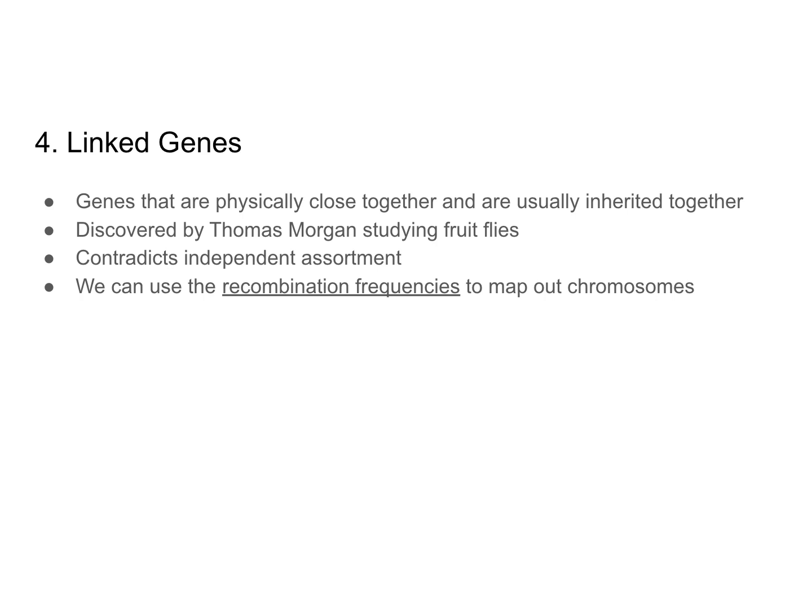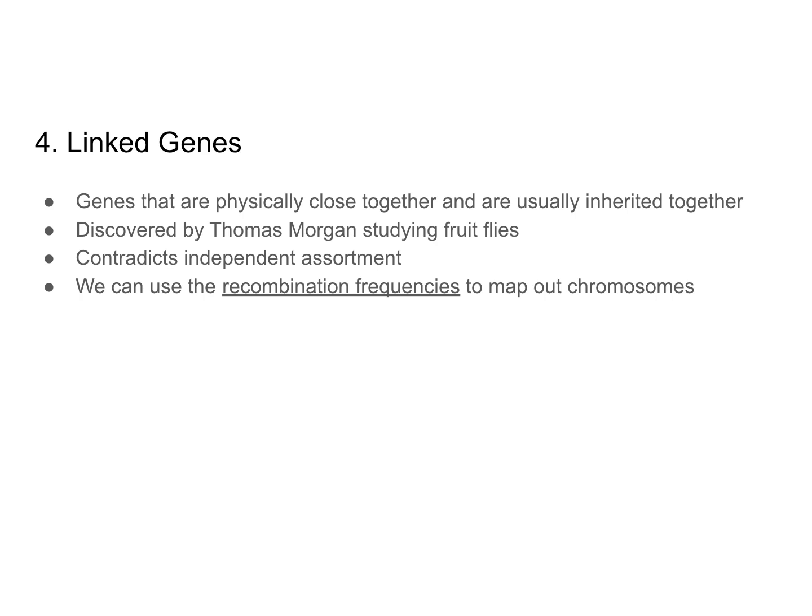These were discovered by Thomas Morgan studying fruit flies. Now, linked genes contradict independent assortment. Independent assortment states that the genes are going to sort independently, mainly during metaphase 1, with homologous chromosomes on either side of the metaphase plate. But linked genes don't do that. Because they're physically close together and on the same chromosome, they're going to be inherited together.